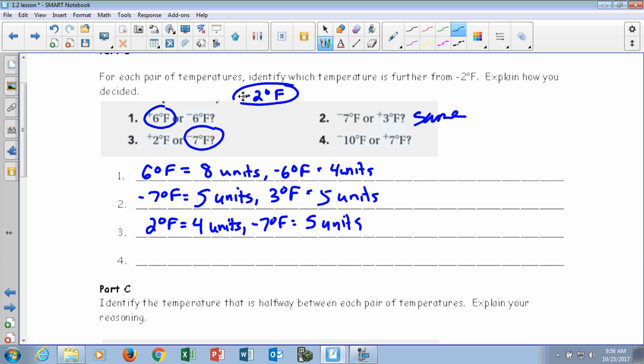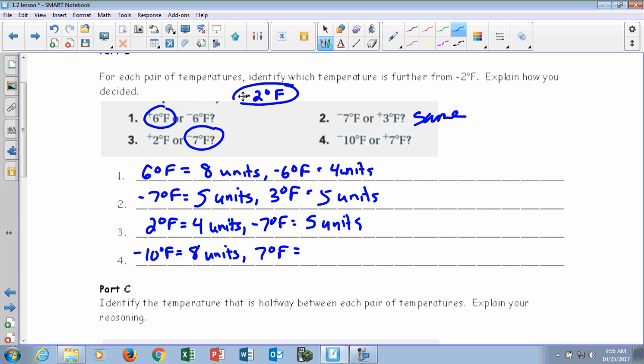All right, last but not least, number 4. Negative 10 degrees Fahrenheit is how many units away from negative 2? Just think of 10 minus 2. 8, right? Yep.